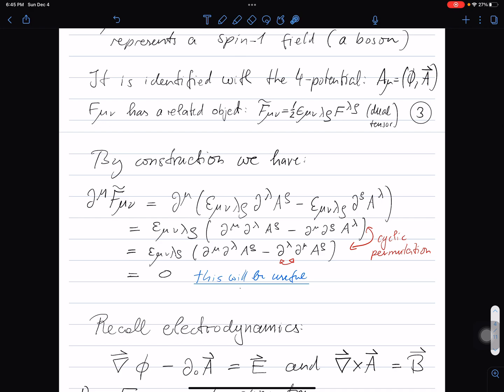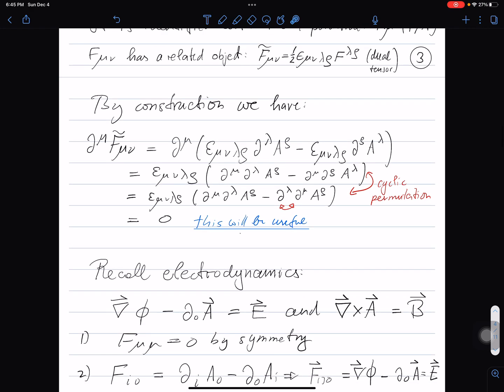Well, the A mu is in fact identified with the potentials. So the zero component is the electric potential, and the spatial component is the magnetic vector potential. F mu nu also has a related object, the dual field strength tensor, where we contract the field strength tensor with this epsilon absolutely antisymmetric fourth rank tensor. It's related to the epsilon ijk absolutely antisymmetric tensor. And from this construction we can find an interesting identity.